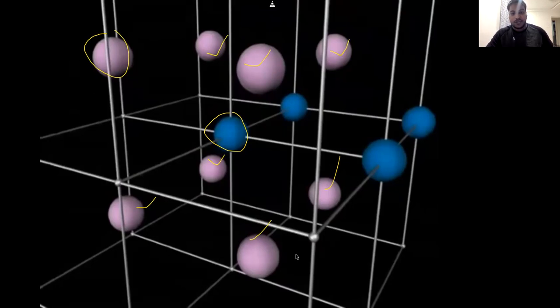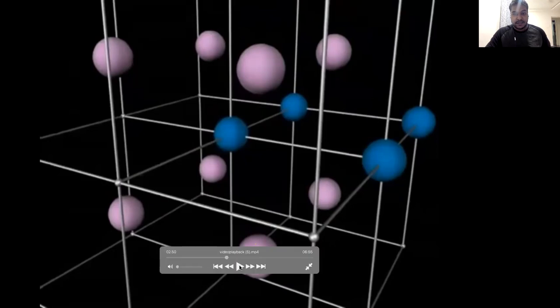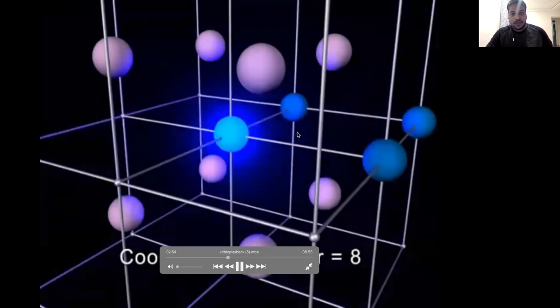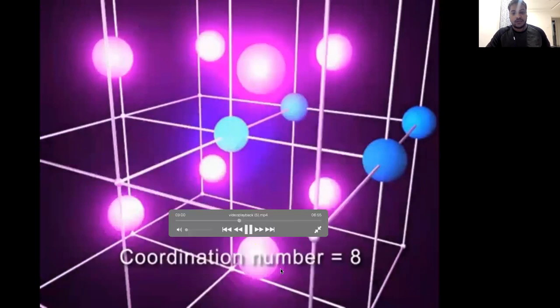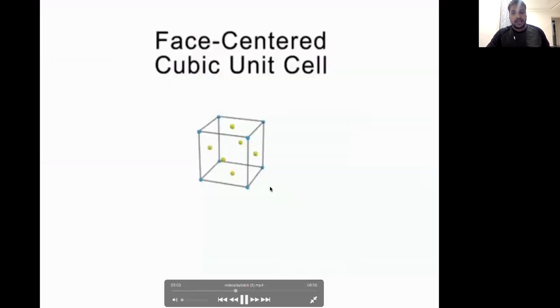That's why the coordination number in BCC is 8. Okay, so that is the coordination number. So let us see that. The coordination number here, you can see it is touching the top 4 and the bottom 4. So that's why the coordination number when it comes to BCC is 8.